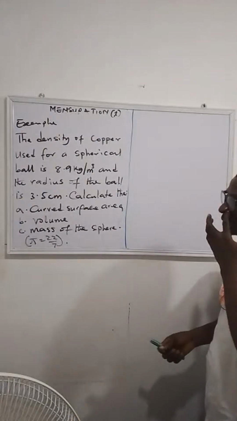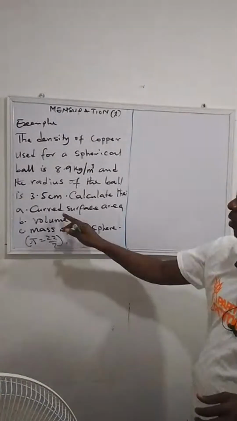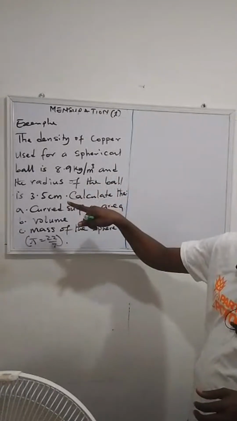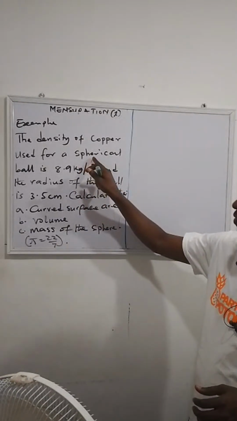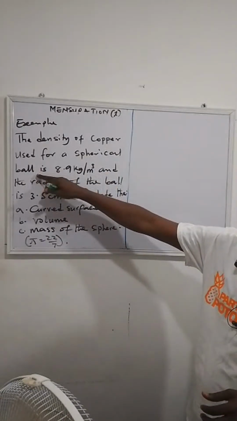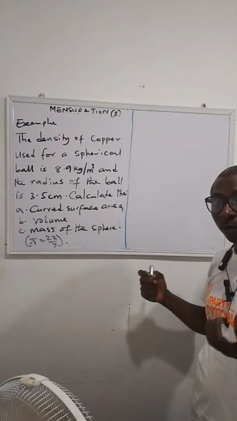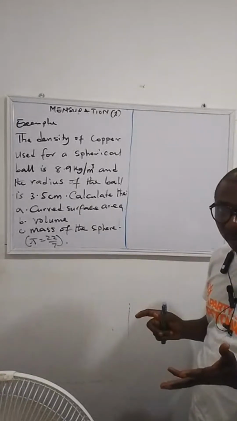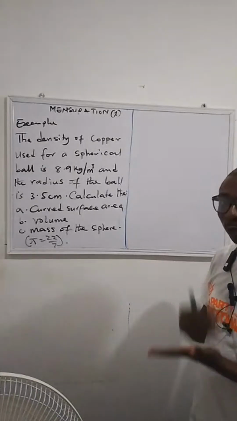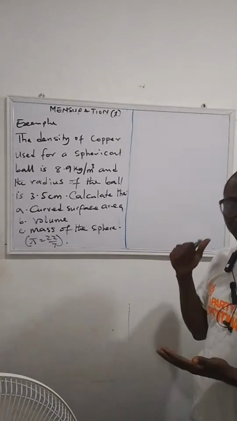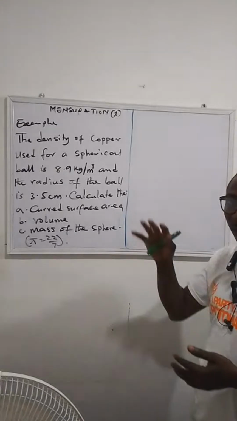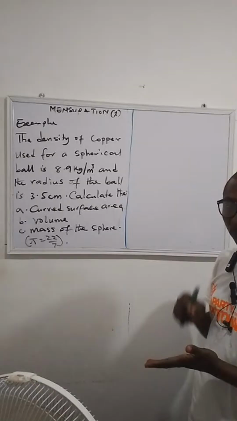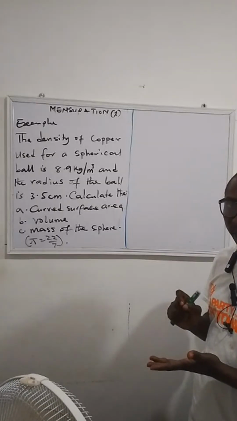Let's start with the first one. We have to calculate the curved surface area. Curved surface area of what? Of a spherical ball. So I need to know the formula for calculating the curved surface area of a sphere. Make sure you go through my last video, the one I did yesterday, where I explained all those formulas. You must have the formula at your disposal and understand how those formulas are derived.